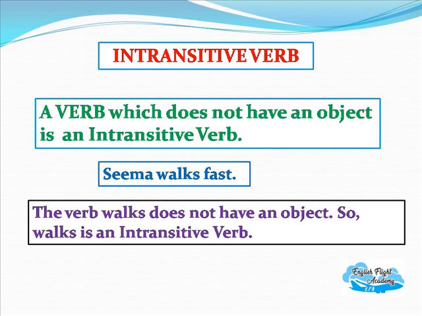What is an intransitive verb? A verb which does not have an object is an intransitive verb. For example, Seema walks fast. The verb walks does not have an object. So walks is an intransitive verb.